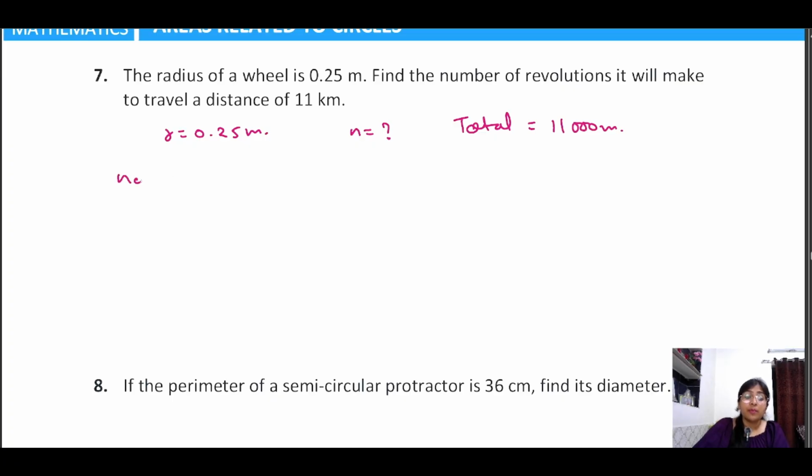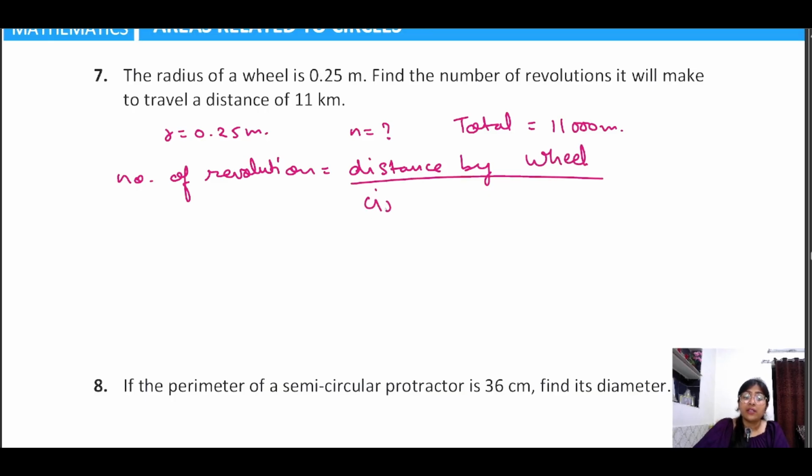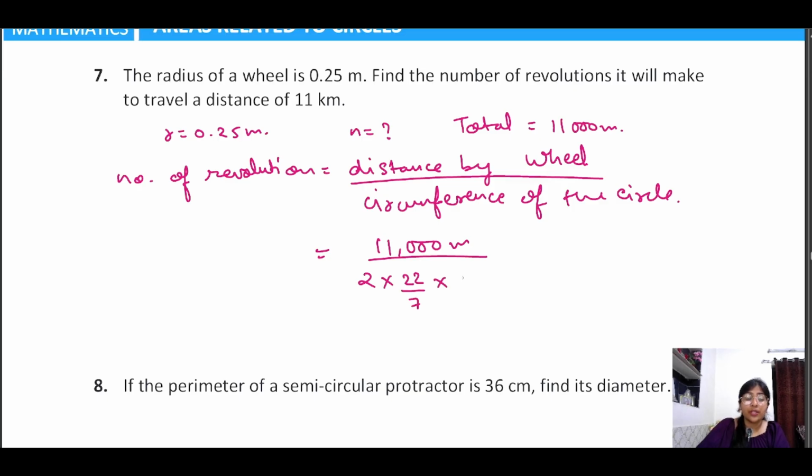We know the number of revolutions is equal to the distance traveled by the wheel divided by the circumference of the circle. The distance traveled by the wheel is 11,000 meter. The circumference of the circle is 2 into pi, that is 22 over 7, into r, that is 0.25. Simplify this: multiply these two and transpose this 7 to the numerator. You will have 77,000 divided by 4 into 11 into 0.25.